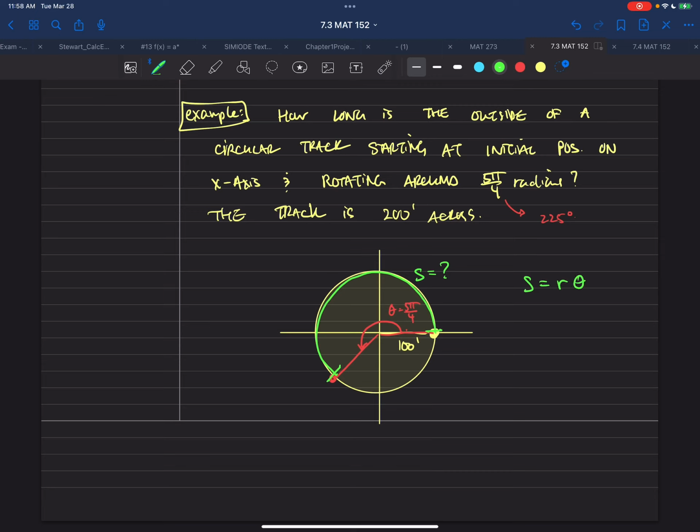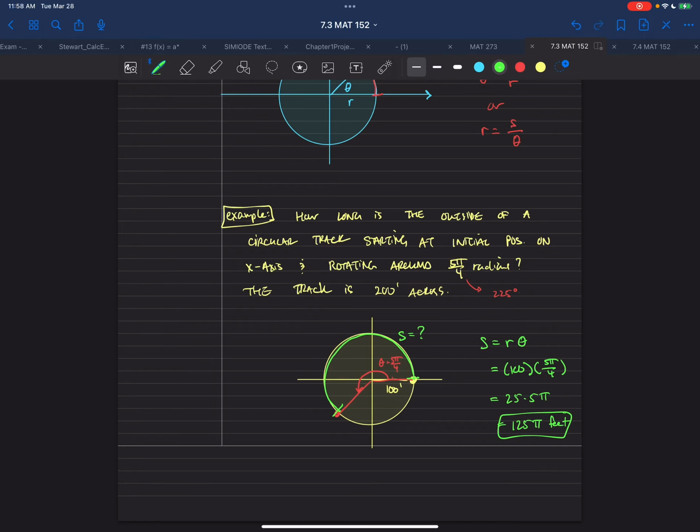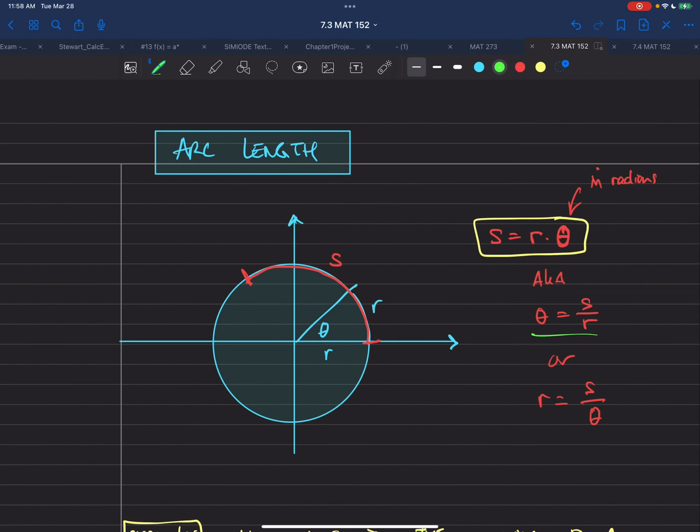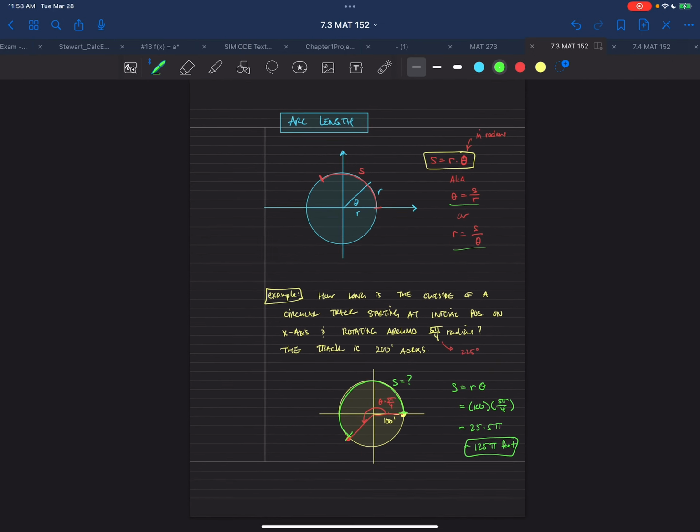Well, S equals r theta. S equals the radius, 100 feet, times the angle in radians, which we said was 5 pi over 4. And so that's equal to 100 over 4 is 25, times 5 pi, and so that's 125 pi. And the units here would be feet. Again, you could use your calculator. This would be roughly this times 3, so it'd be 370 something, 380 something feet. All right, and so this is how you find arc length. It comes from this very simple formula. It can be used in a few different ways, but this is the general use of this.